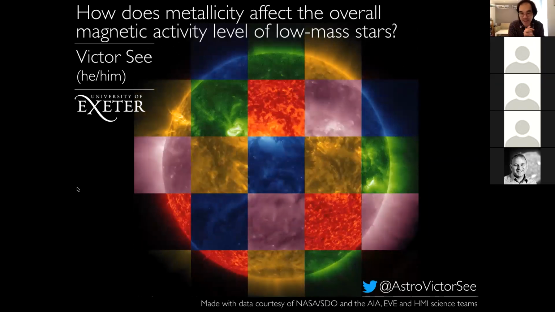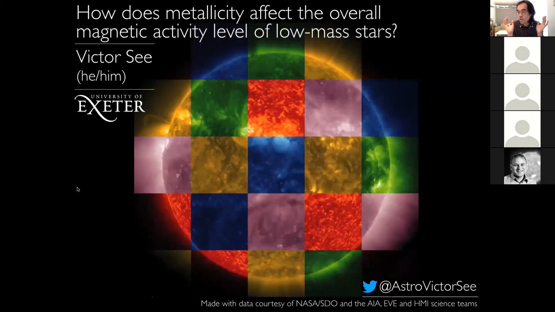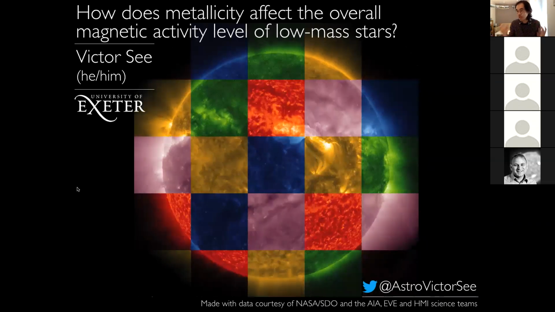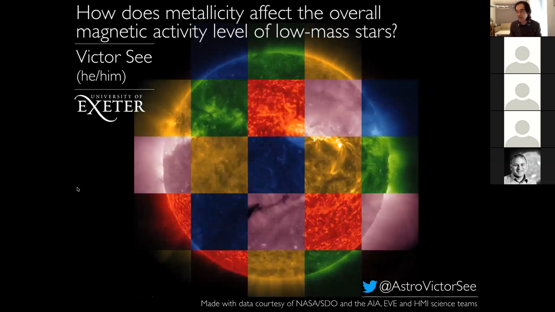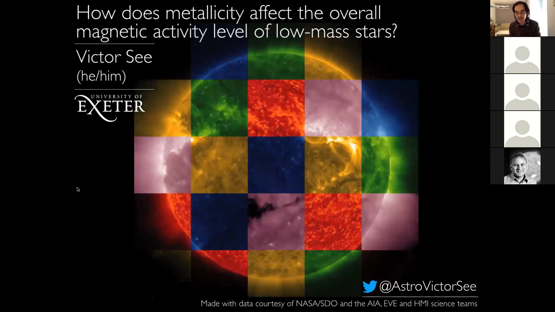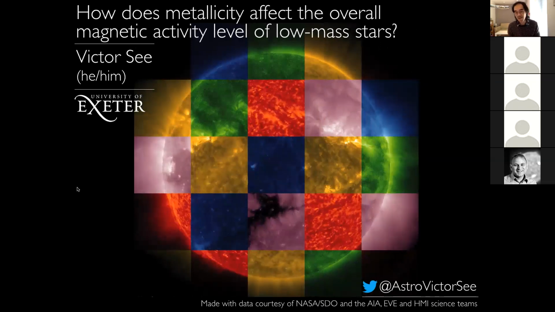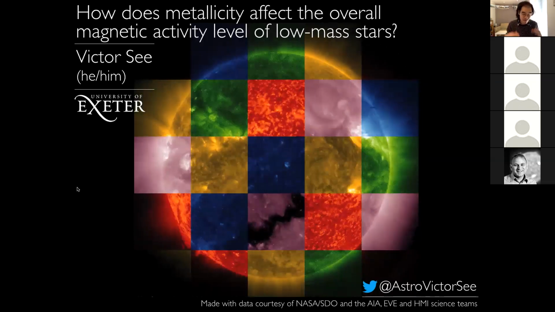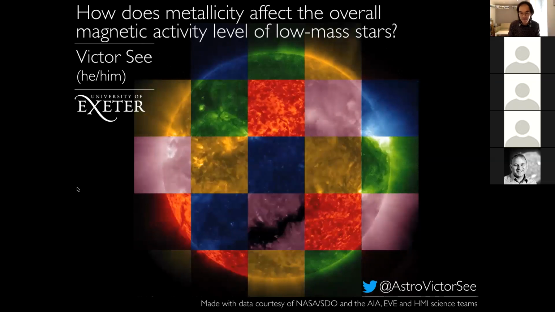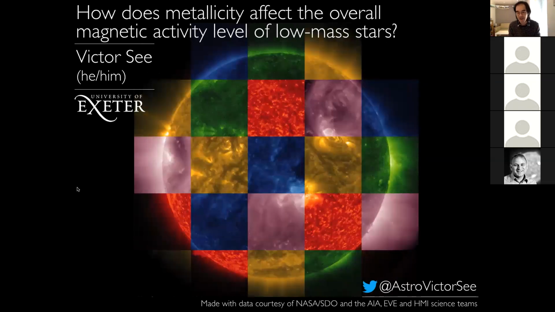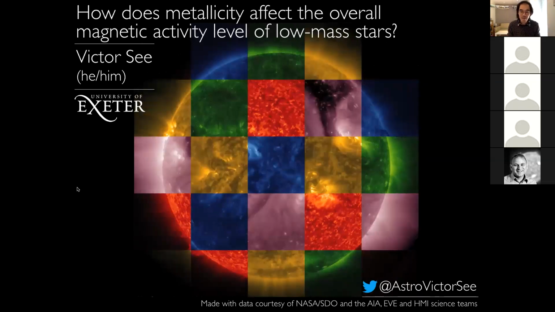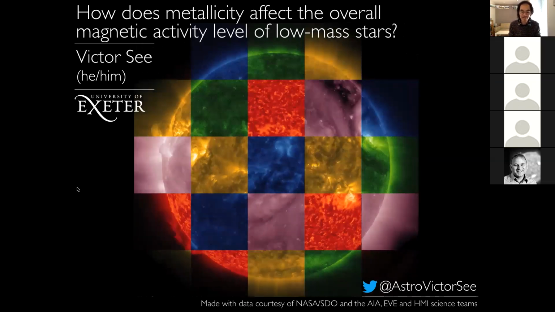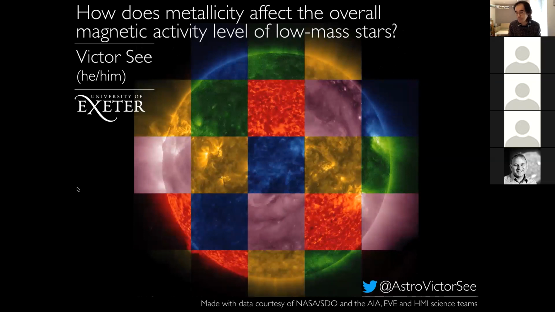What I want to talk about today is what are the factors that affect the overall magnetic activity level of low mass stars, and specifically what is the role of metallicity. I'll be using the photometric variability amplitude as my activity proxy, and we've already heard a lot about this today. So all of these talks set up my talk quite nicely, but I'll be looking at this from more of a global structural dynamo perspective than some of the previous talks did.